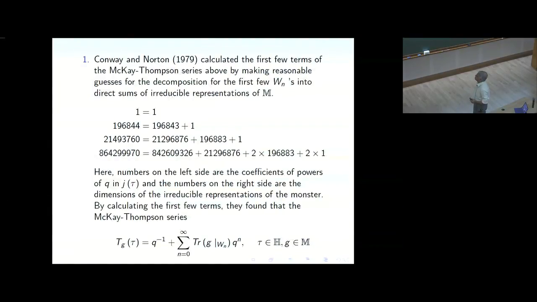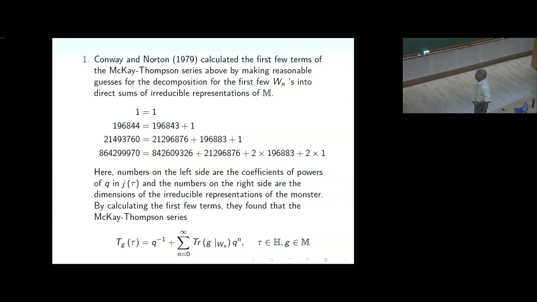Conway and Norton calculated the first few terms of the McKay-Thompson series above by making reasonable guesses for the decomposition of the first W_n's into direct sums of these things. These are actually the coefficients of J(q), and all the numbers that occur here are actually dimensions of irreducible representations of the monster.